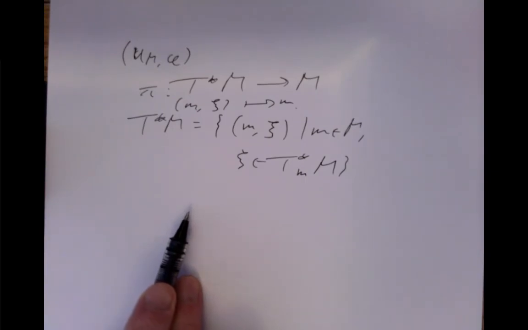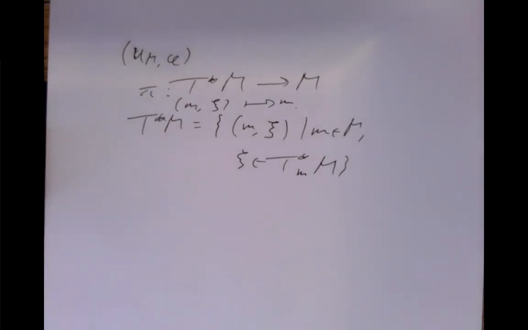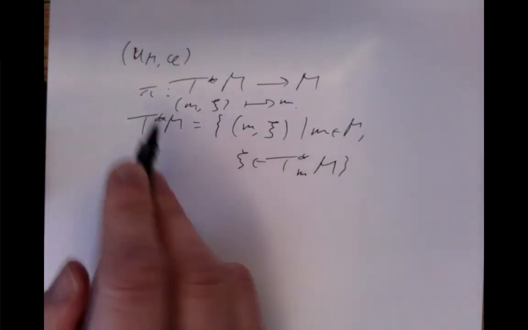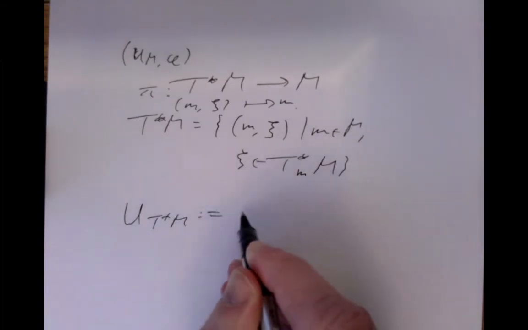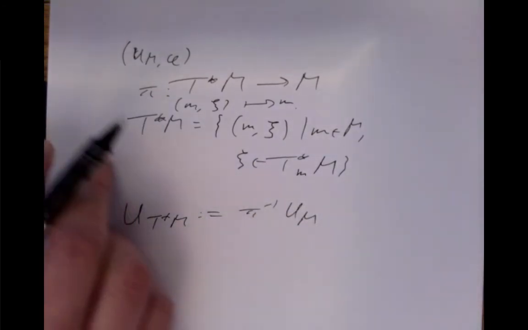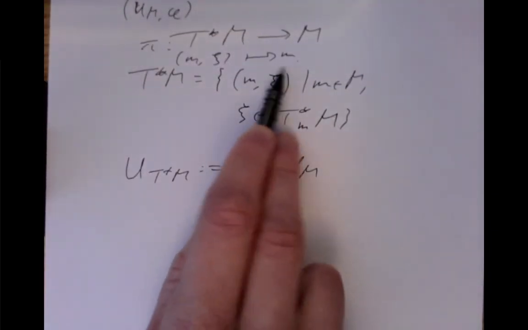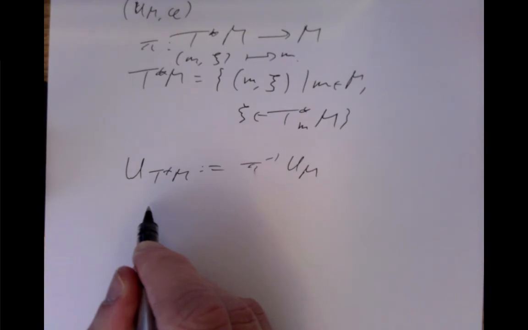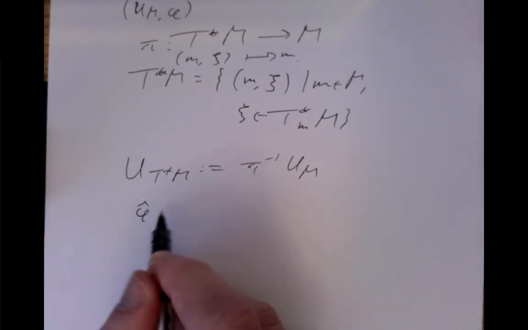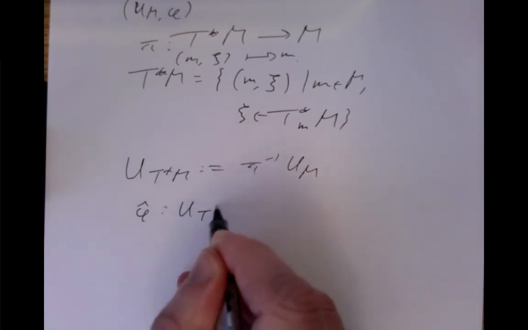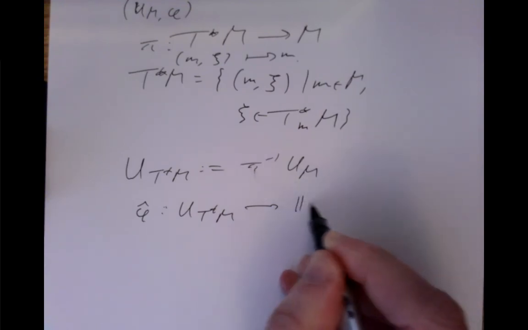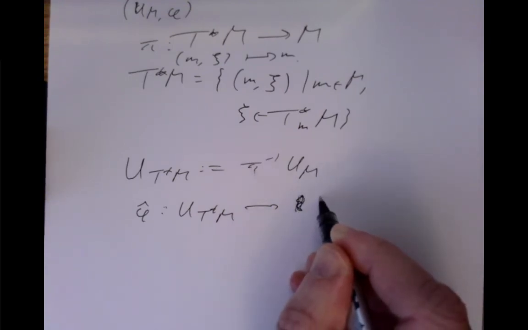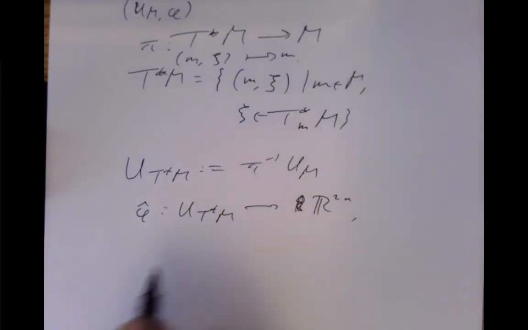And we want to say that it should be possible to work out how to construct charts. If we have this chart here, we want to construct a chart. Let's say U_{T*M} is defined to be pi inverse of U, as before. And then on that, we have these m's and c's, and we want to write out the corresponding phi hat, which takes U_{T*M} to some open set in R^{2n}, and it should be the obvious expression.